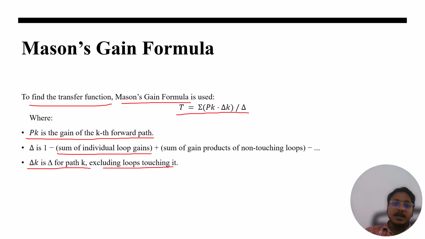Then we add the sum of gain products of non-touching loops. Some individual loops may touch, but some loops may not touch. We need to consider all these things when writing a transfer function. So we sum the individual loops, and also the gain products of non-touching loops, and it continues in this way. This is how the Mason-Gain formula is written. We will see a step-by-step procedure with an example.